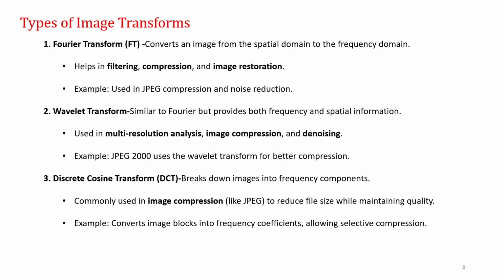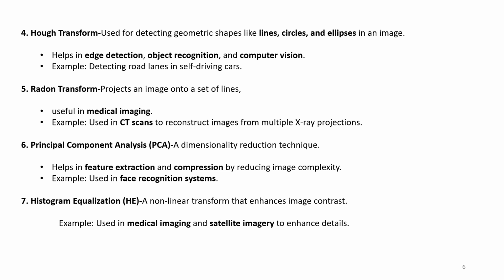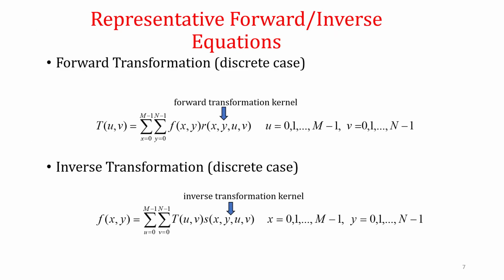It can be used for compression types like JPEG, and also it is used for converting image blocks into frequency coefficients. Then Hough transform, Radon transform, PCA, histogram equalization. Hough transform is mainly used for edge detection, Radon transform is used for medical imaging, and principal component analysis is used for feature extraction and compression, mainly used in face recognition algorithms. Histogram equalization is used in medical imaging and satellite imagery. It is one among the non-linear transforms.